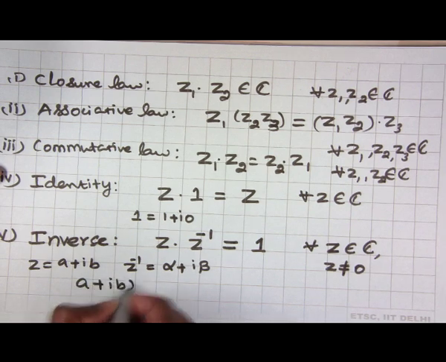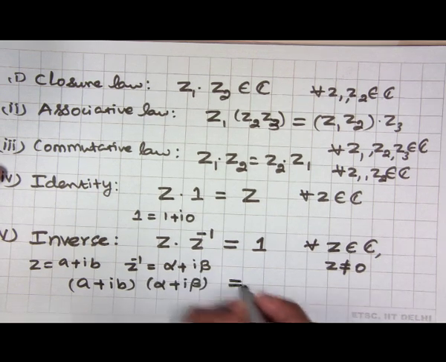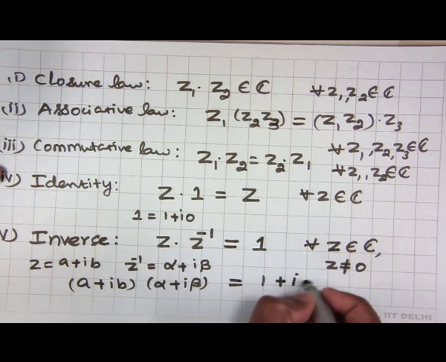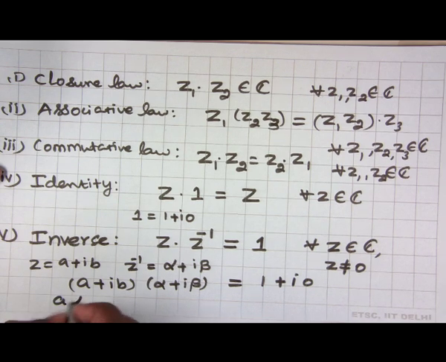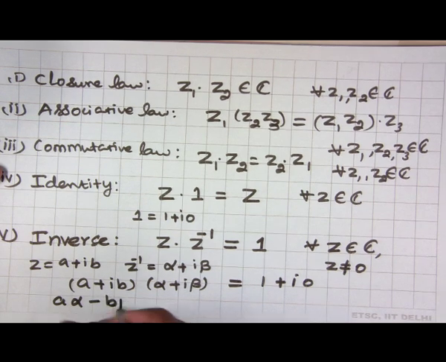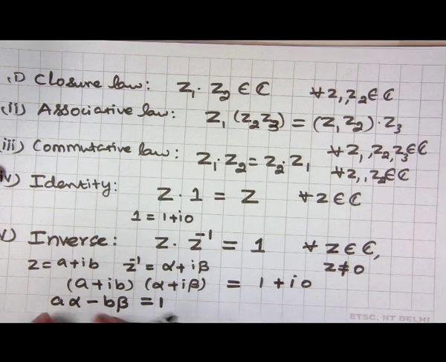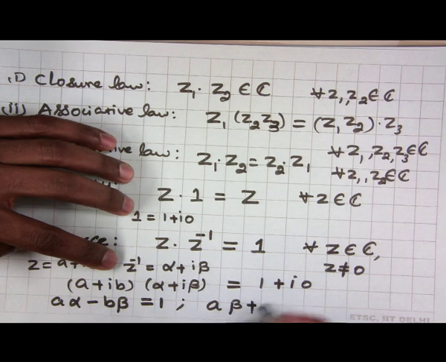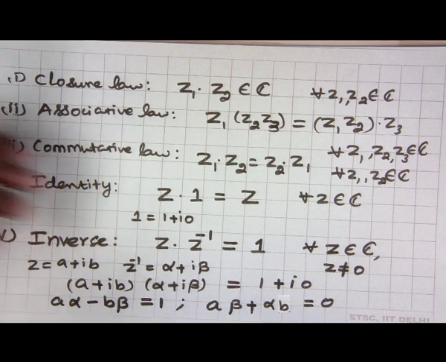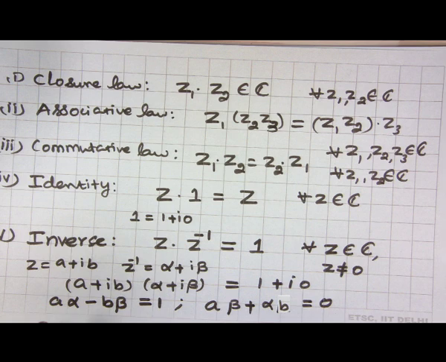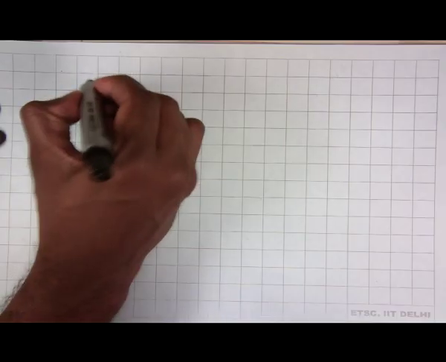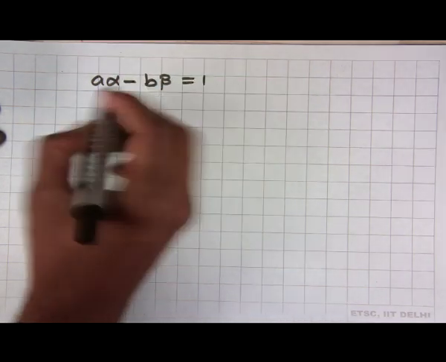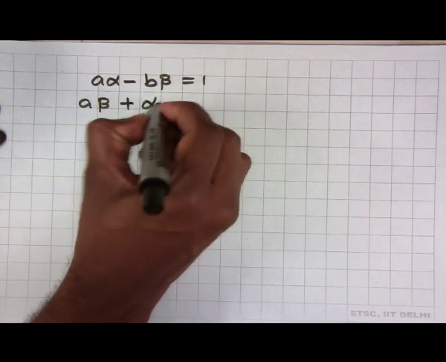So, a plus ib multiplied by alpha plus i beta, which equals 1 plus i0, and the product here is a alpha minus b beta, that must be equal to 1, because the real part is equal to 1, and a beta plus alpha b, that is equal to 0. By solving these equations for alpha and beta, we get the values. It is easy to see that. So, let me write the equations again. We would like to solve a alpha minus b beta equals 1 and a beta plus alpha b equals 0.